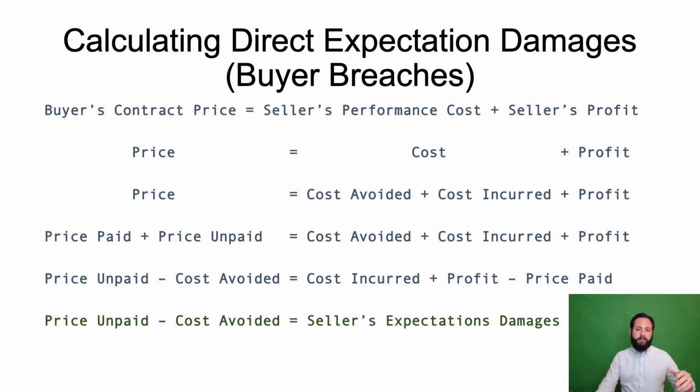So in this case of the car dealership, what are the seller's damages? The price unpaid is $27,000, and the cost avoided at first appears to be just $1,000, the transfer paperwork. So, geez, you owe the Ford dealership $26,000? Well, not so fast. That ignores a key fact.